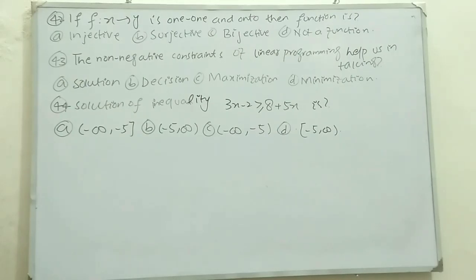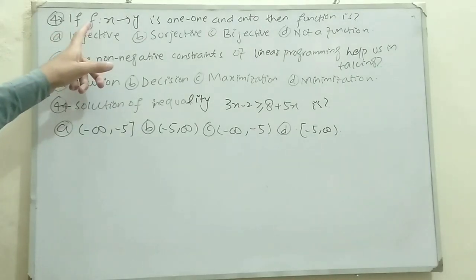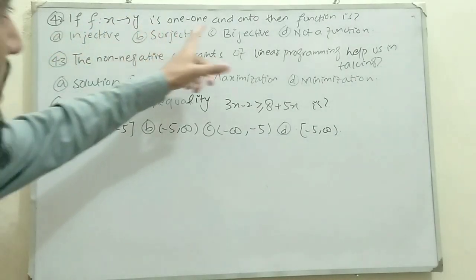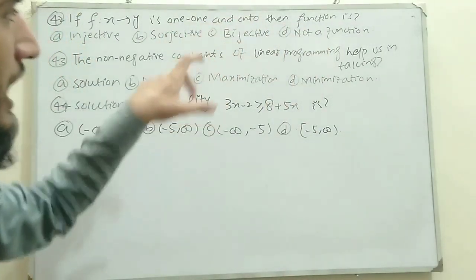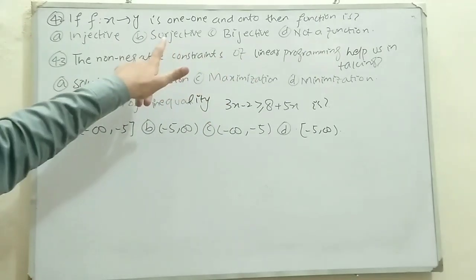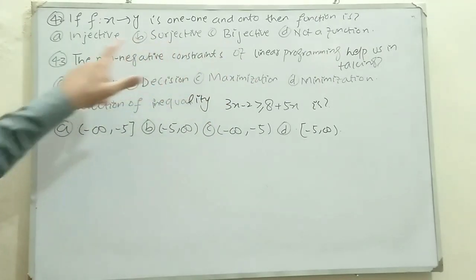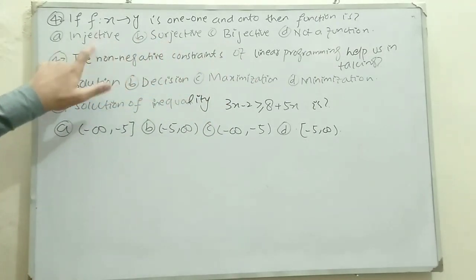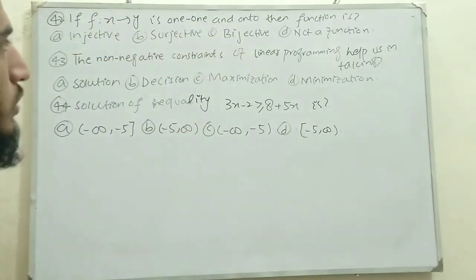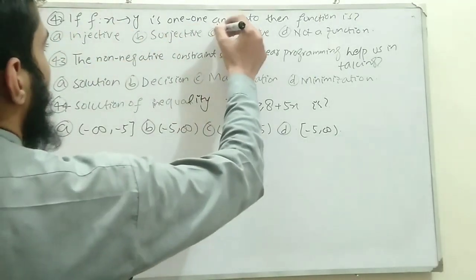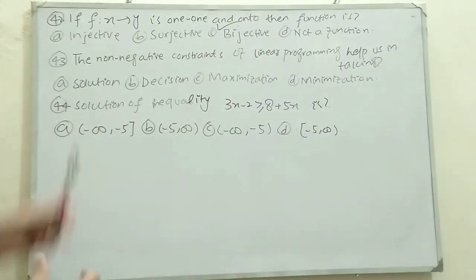Now move toward MCQ number 42. It tells that if f is a function from X to Y that is 1-1 and onto, the function will be called, remember, 1-1 and onto both is called a bijective function, while the onto function is called a surjective function, while the 1-1 and into combination is called an injective function. But here it's talking about 1-1 and onto, so the correct option is bijective function, option number C.